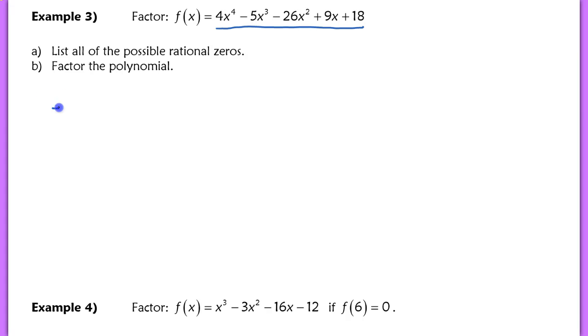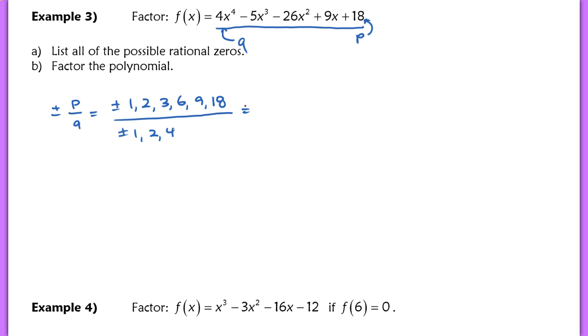So we begin with our p over q values. So we're going to take positive or negative p over q. We have positive or negative 1, 2, 3, 6, 9, and 18 as our factors of our p-value, which is 18 here. For our q value, our possible values are positive or negative 1, 2, and 4. When we list these, I'm going to have a bit longer of a list because I just have so many factors here. But let's take it one at a time. I'm going to take 1 and divide it by every number in the denominator. So I have positive or negative 1, then positive or negative 1/2, then positive or negative 1/4.